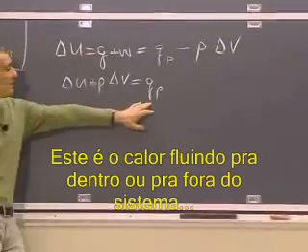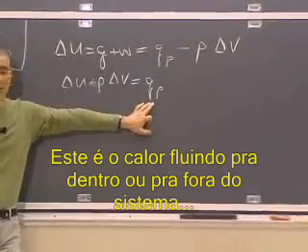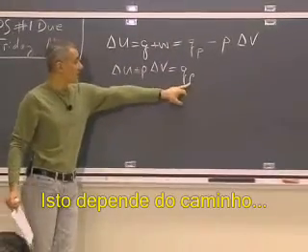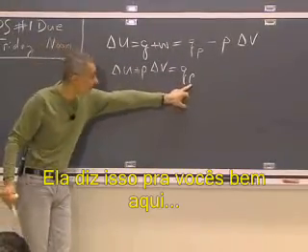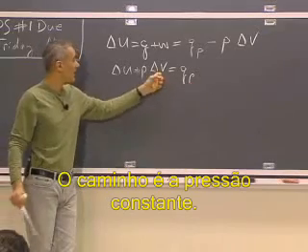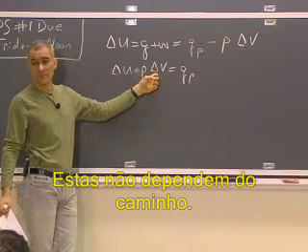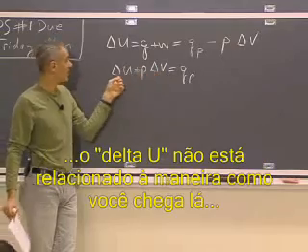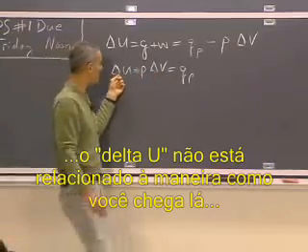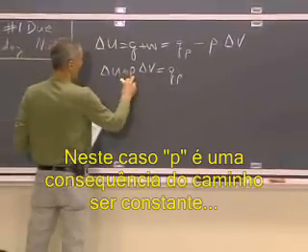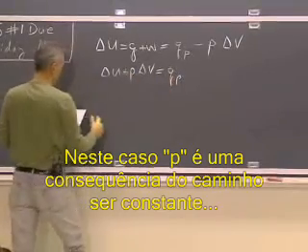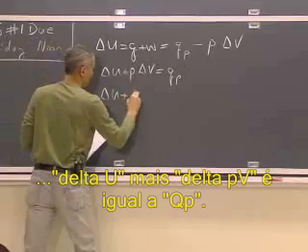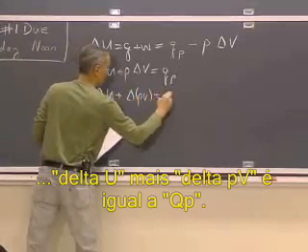All right, so this is the heat flowing in or out of the system, and these are all functions of state. Right? This depends on the path. It tells you right here the path is constant pressure. These don't depend on the path. Right? V doesn't care how you get there. U doesn't care how you get there. In this case, P is a constant because the path is constant, so we can bring the P inside. Delta U plus delta PV, it's QP.